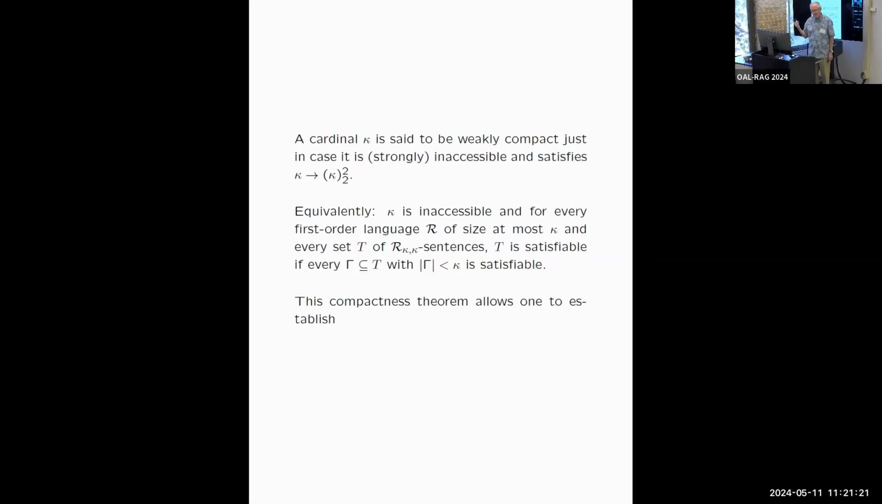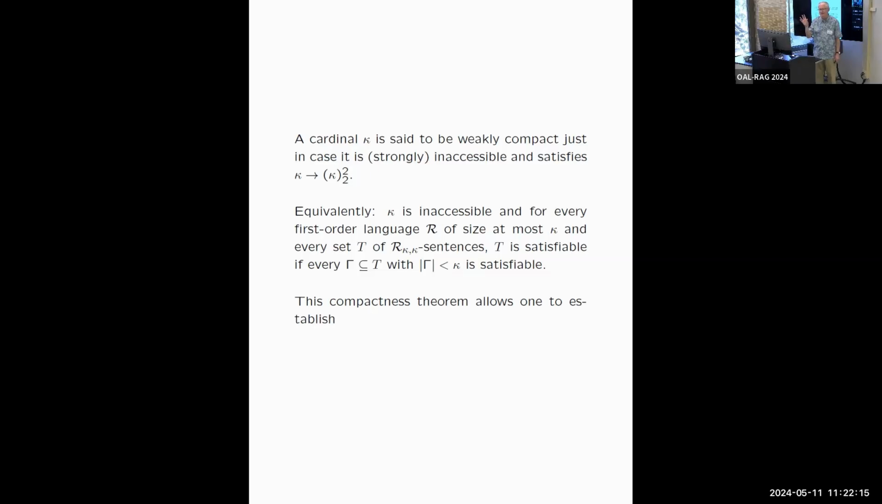And then it satisfies this condition, which is a version of Ramsey's theorem. This kappa arrow (kappa)^2_2 means: if you take a set X of size kappa and you look at the unordered pair sets of elements of X, and you color them in 2 colors, then there's a subset Y of X of size kappa such that the unordered pair sets of elements of Y all have the same color. If kappa were omega, you would get a version of Ramsey's theorem. But this is for a bigger cardinal, and since you're insisting that the subset have the same size as the original, this is a strong principle.